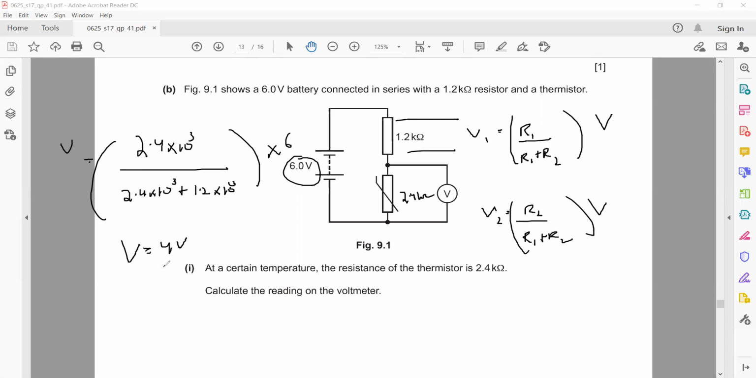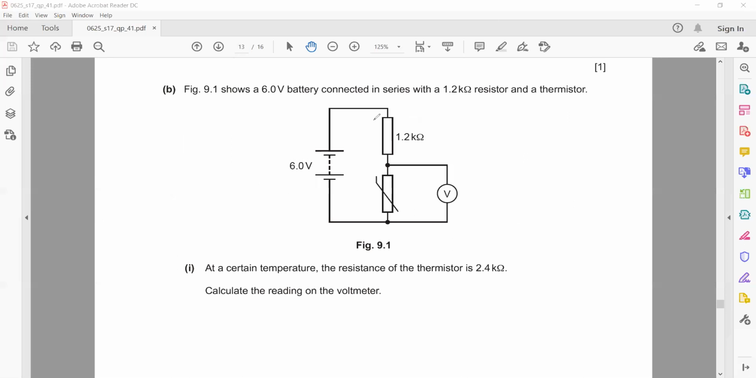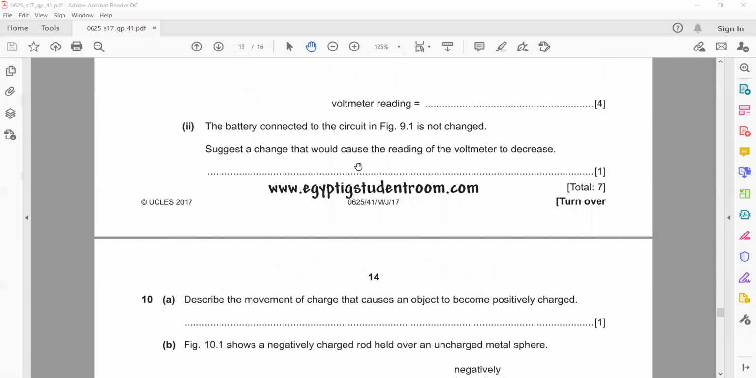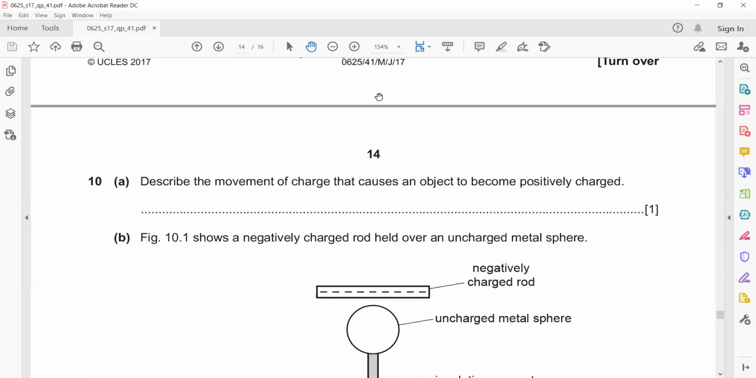So you can use a voltage divider formula, or first work out the total resistance, then the total current in the circuit, which will be the same as the current in each component. After knowing that current, multiply by the resistance of the component, and you will know the voltage across that component. Is it clear? Question 10. Any doubt in question 10?